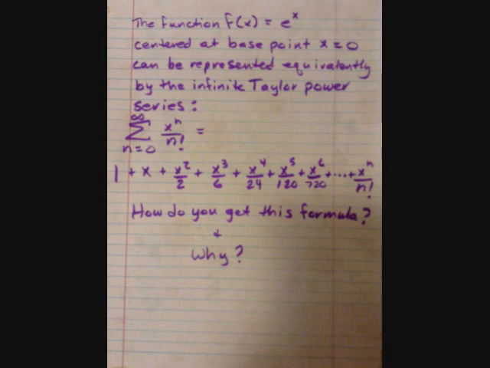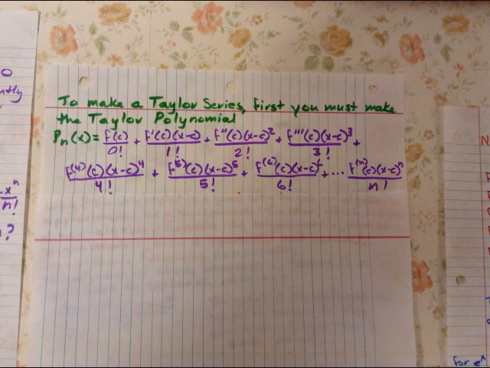To make a Taylor series, first you must make the Taylor polynomial p sub n of x equals f of c over 0 factorial plus f prime at c times x minus c over 1 factorial plus the second derivative of f at c times x minus c squared over 2 factorial plus the third derivative of f at c times the quantity x minus c cubed over 3 factorial, and so on, up to the nth derivative of f at c times x minus c to the n over n factorial.